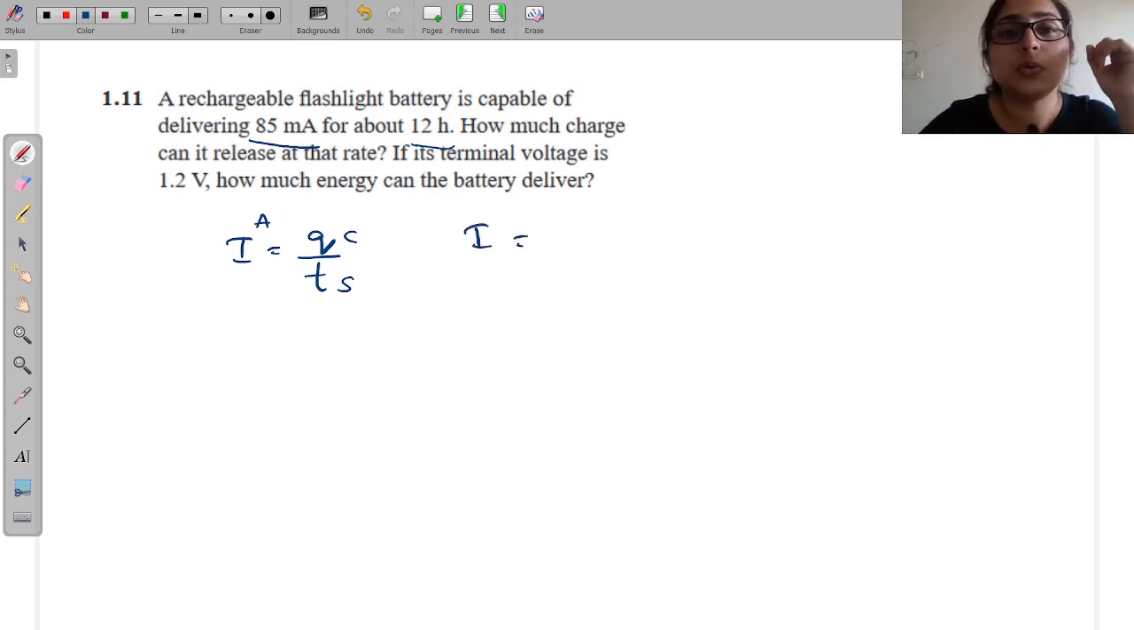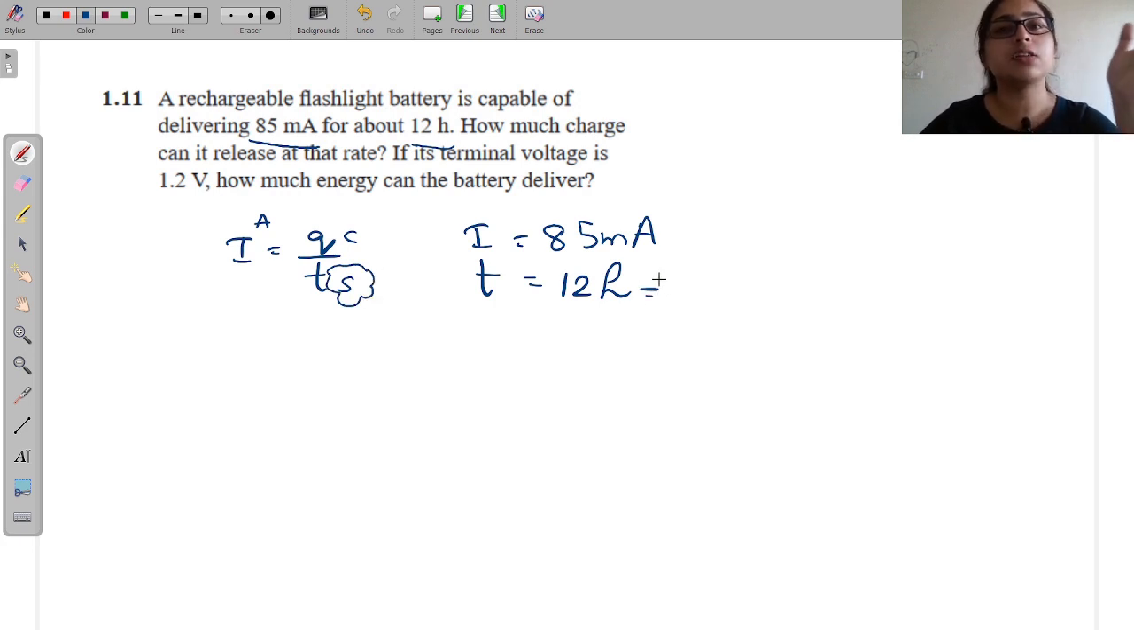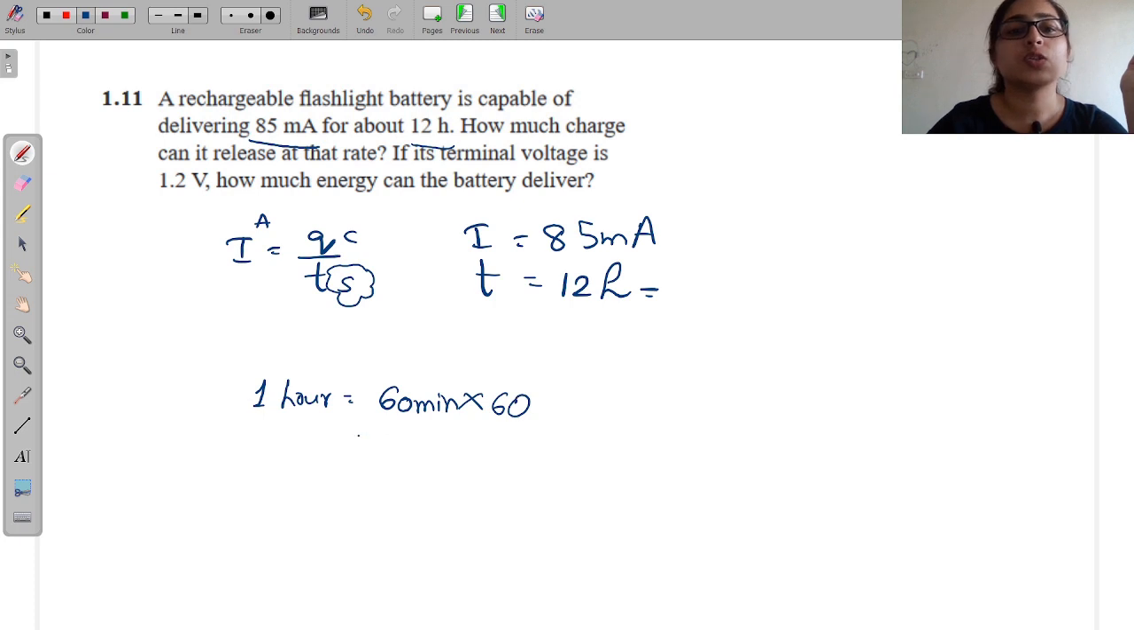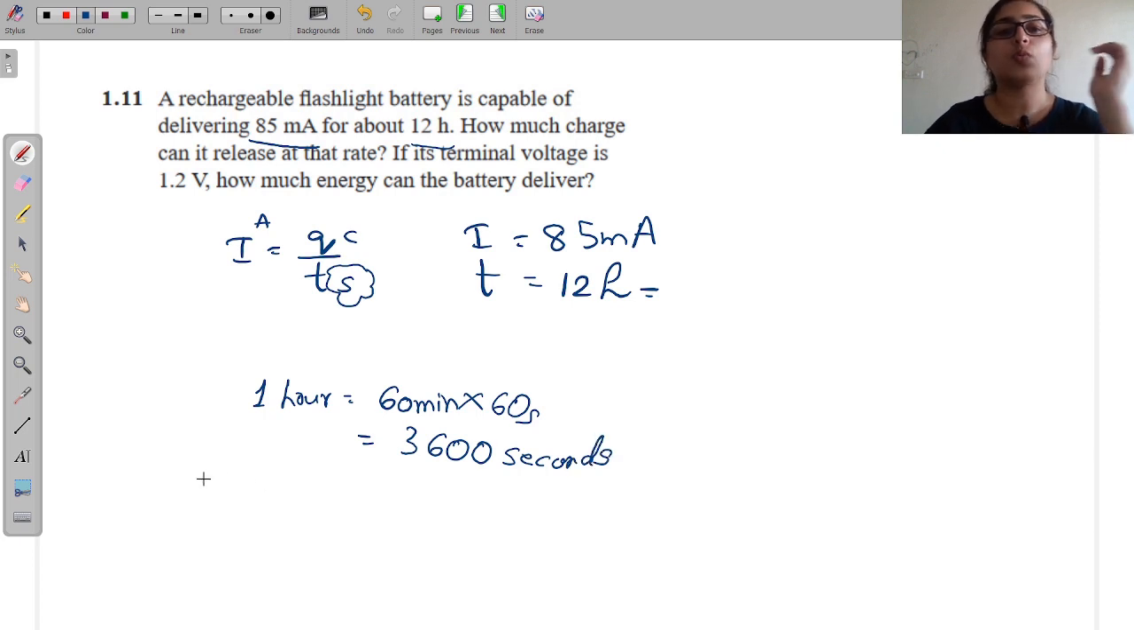I is equal to 85 milliampere, time is 12 hours. This needs to be in seconds, so convert hours to seconds. You know 1 hour is equal to 60 minutes into 60 seconds, so this will be 3600 seconds. So 1 hour is 3600 seconds, and 12 hours will be 12 into 3600 seconds.